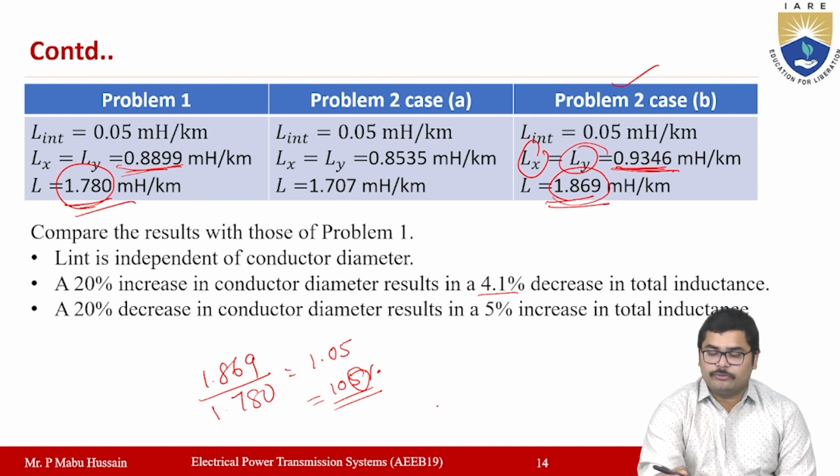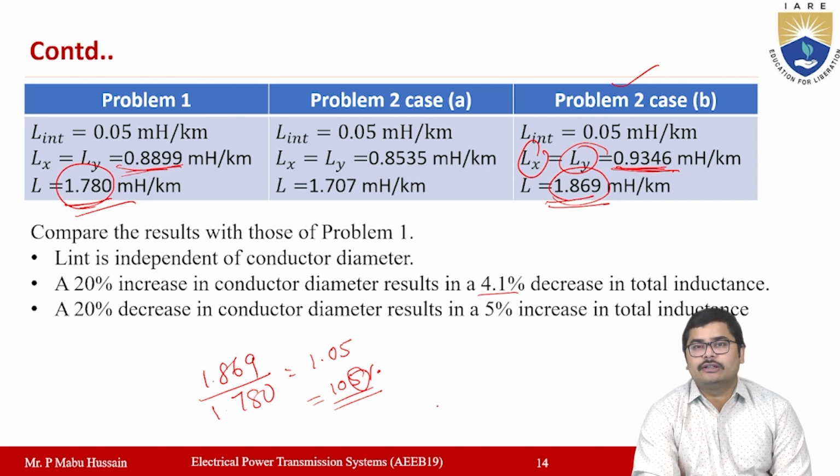So with this example, you can conclude that if the diameter of the conductor is increased, then the value of inductance will be decreased. If the diameter of the conductor is decreased, then the inductance value will increase. So this is the conclusion.